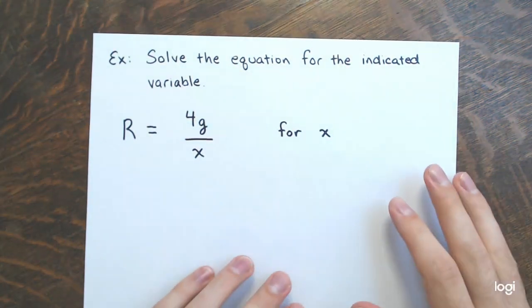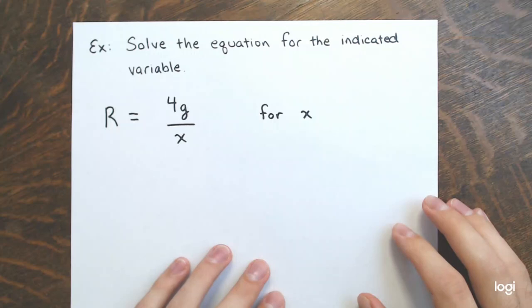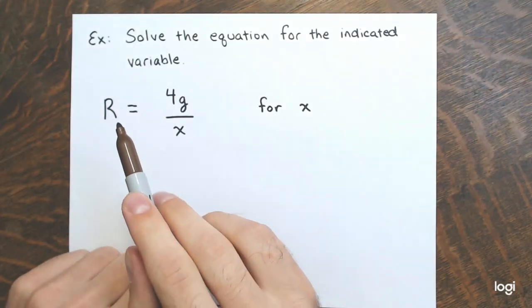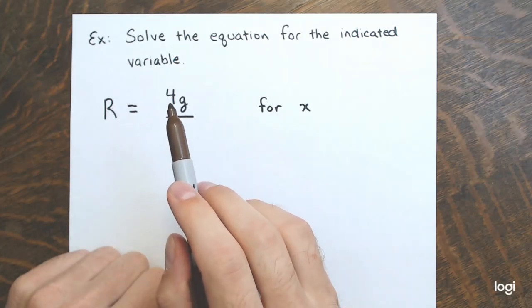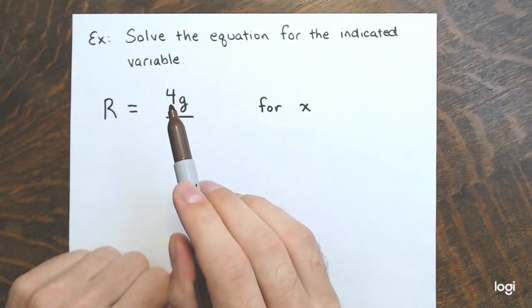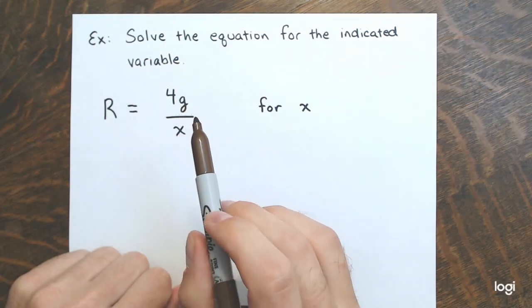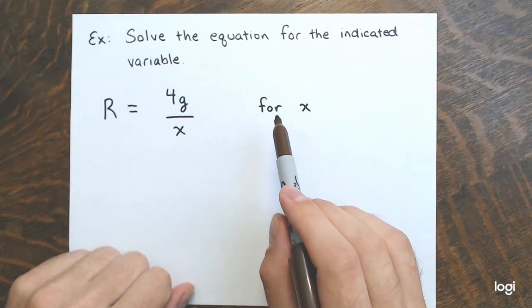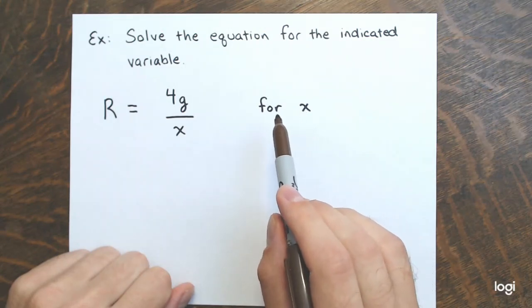So my first example: solve the equation for the indicated variable. Here's the equation involving three variables, r, g, and x. I have r equals a fraction with a numerator of 4 times g and a denominator of x. And I want to solve this equation for x.